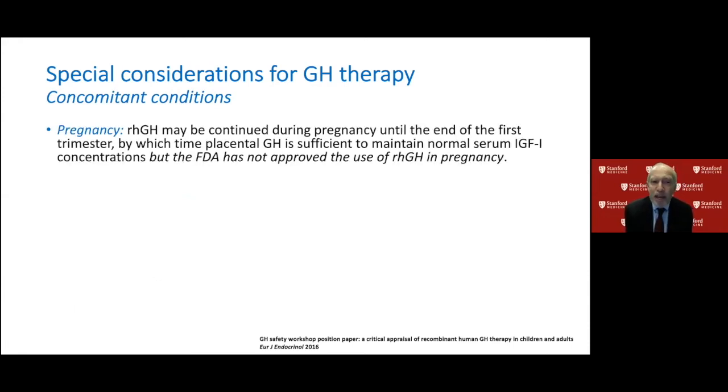Recombinant growth hormone can be continued during pregnancy until the end of the first trimester in growth hormone deficient patients, because by the end of the first trimester, the placenta begins to make a placental growth hormone, and that will increase the IGF-1 concentrations. And while some endocrinologists do continue growth hormone therapy in the first trimester, it's important to recognize that this is not FDA approved. FDA has not approved the use of growth hormone in pregnancy, and we don't have data to suggest that continuing it in these growth hormone deficient patients really is of benefit.